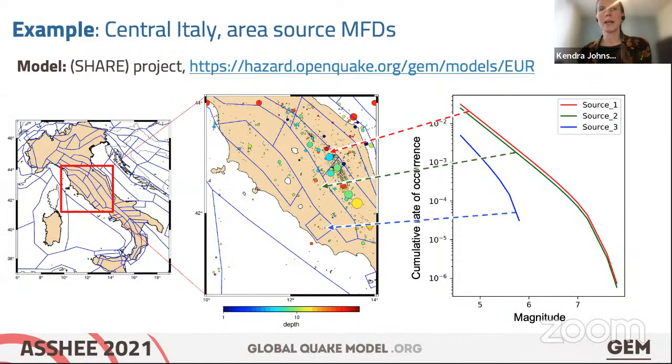And expanding on this, we have an example from central Italy. This is taken from the SHARE project, the former model about to be updated that covers most of Europe, and showing the magnitude frequency distributions for three different area sources here. The red source is showing the highest rates of seismicity compared to the blue source, which is only producing a few small earthquakes.